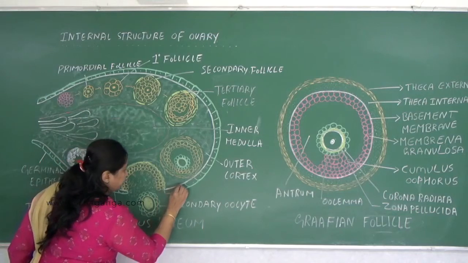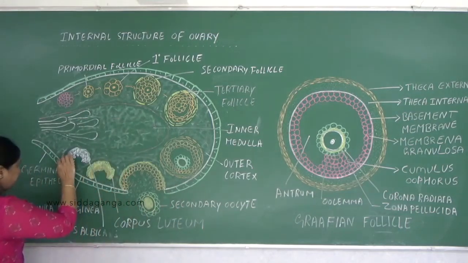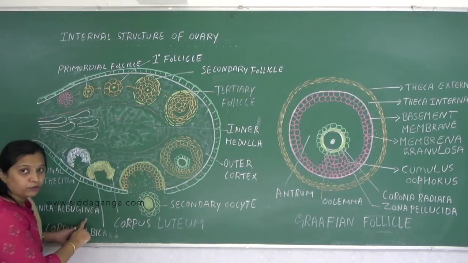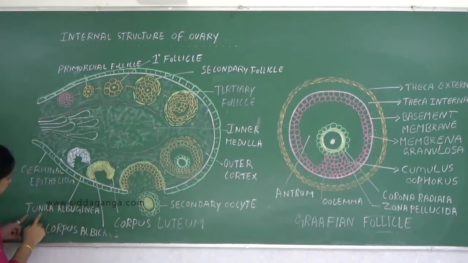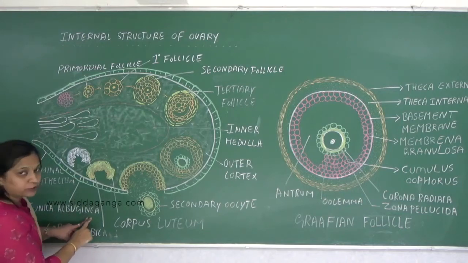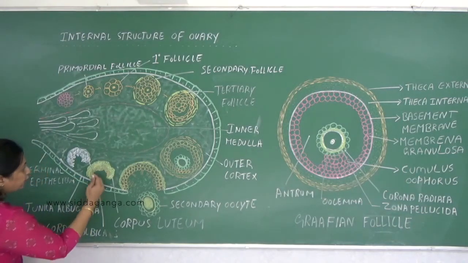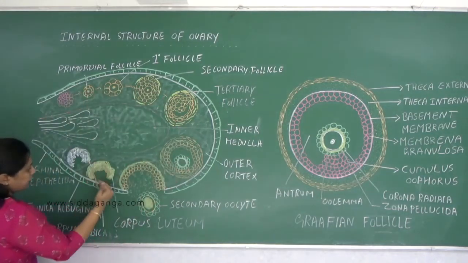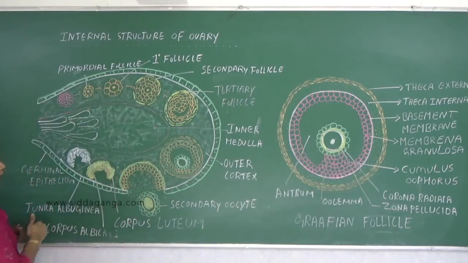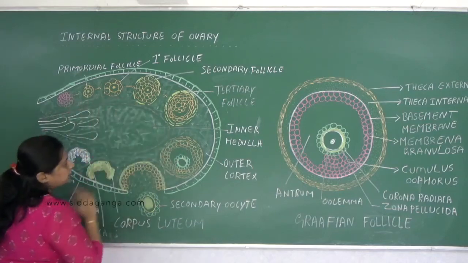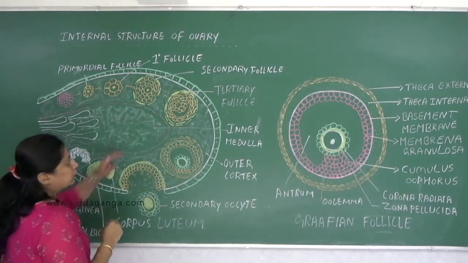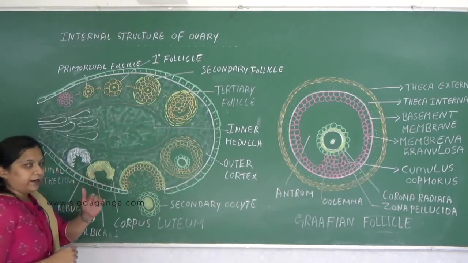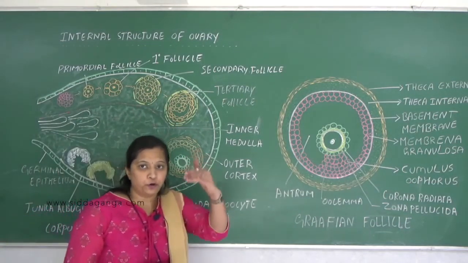a connective tissue layer. This connective tissue layer is called the tunica albuginea. So what is this layer called? It is tunica albuginea. Inner to the tunica albuginea, the entire thing that is present is called the stroma. So what is it called? Ovarian stroma. The stroma is differentiated into two zones.